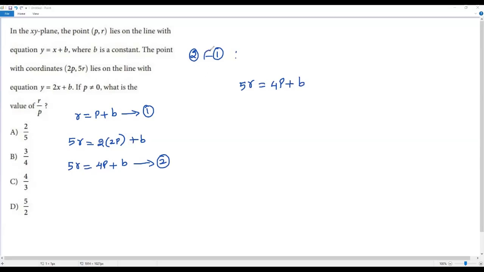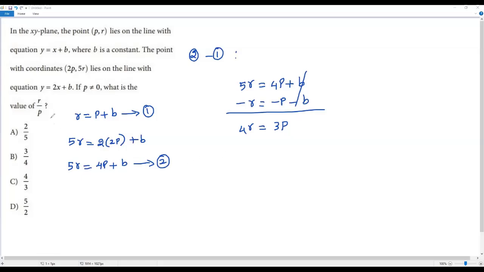Now in front of the first equation we have a negative sign. That means we have to multiply both sides of the first equation by negative 1. When I multiply r by the negative sign, it becomes negative r. p becomes negative p. Positive b becomes negative b. So now the positive b and negative b cancel out. When I simplify 5r minus r, I'm getting 4r. On the right side, 4p minus p gives 3p.